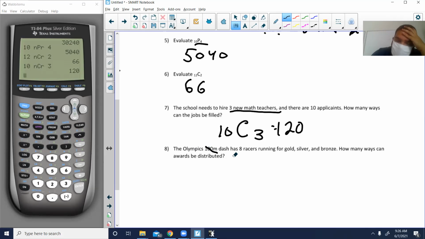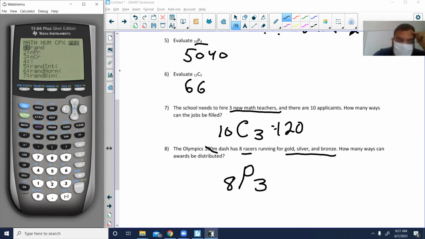100-meter dash, remember the 100 meters does not matter. It's just telling you what kind of run it is. It has 8 runners running for gold, silver, bronze. Gold, silver, bronze are different positions. If you're gold, that's different than being silver. Unlike the previous one, if you're hired first or hired last, you're still working the same job. Here, gold, silver, and bronze are different things. So you're being particular. So 8 out of total racers, you're being particular about the 3 standings. So 8, math, and nPr 3. And that's 336.